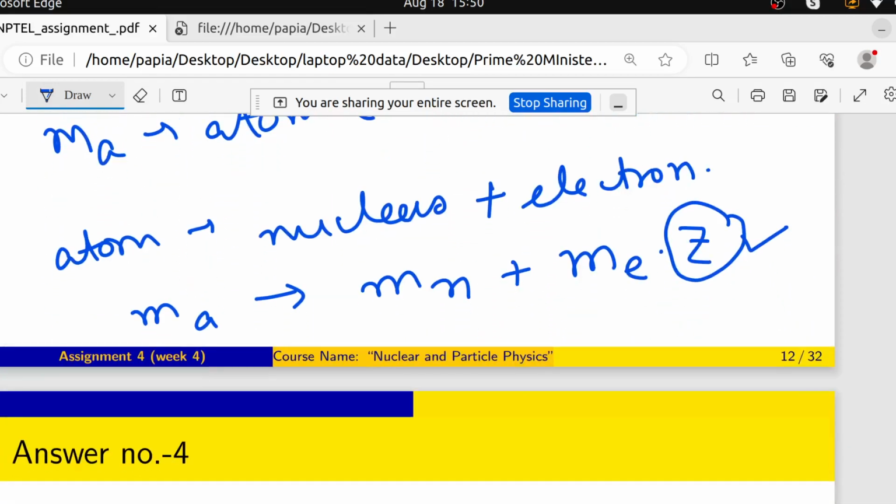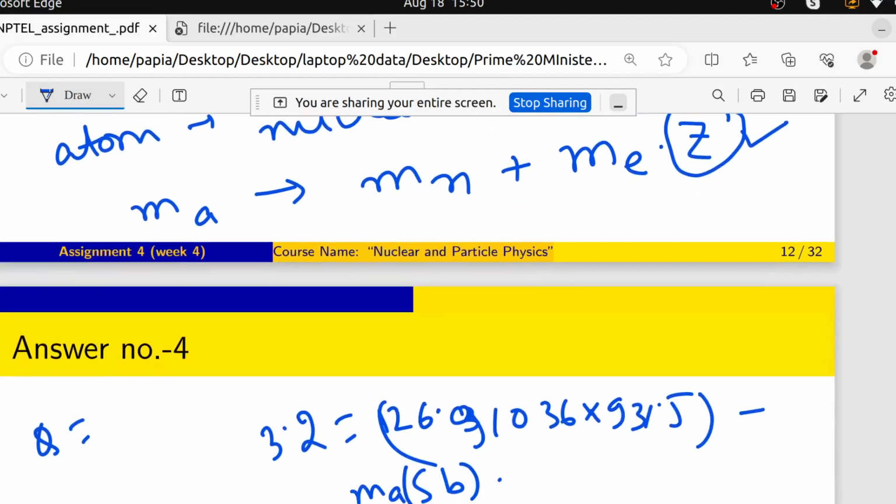126.91036 into 931.5 minus MA of SB. So from that we can simply calculate the value of MASB. MASB is nothing but 3.2. Oh sorry, I mean as a whole this minus 3.2.